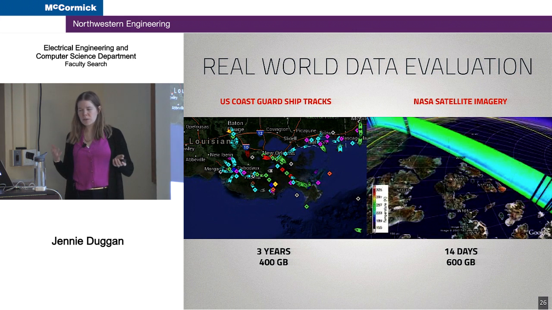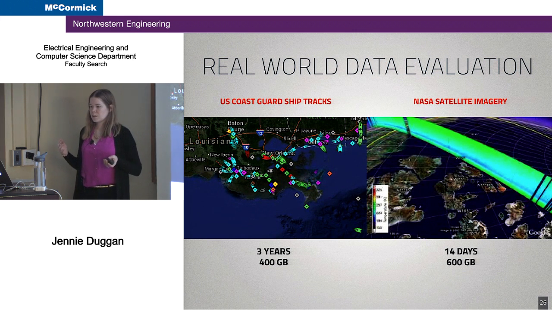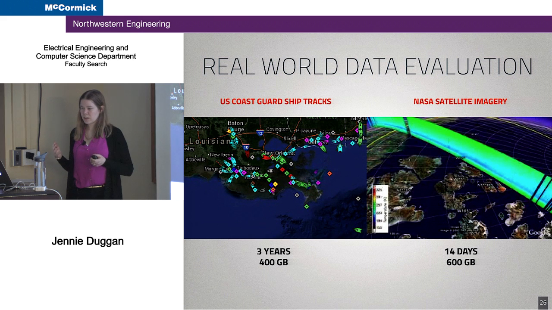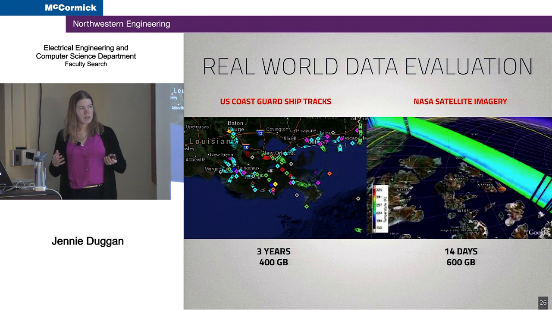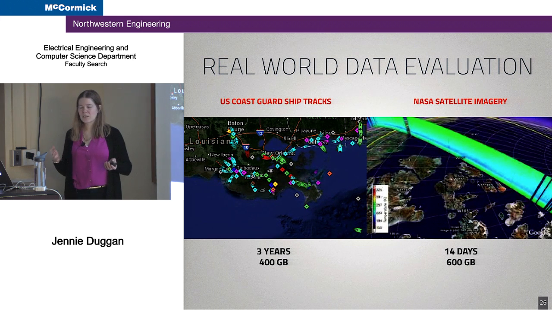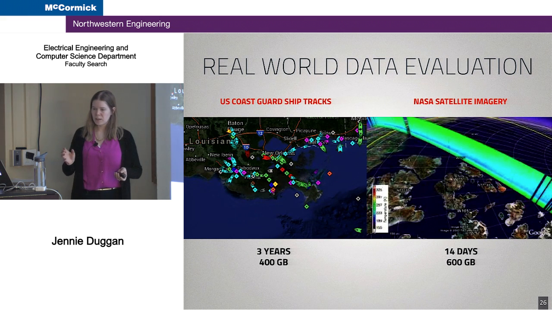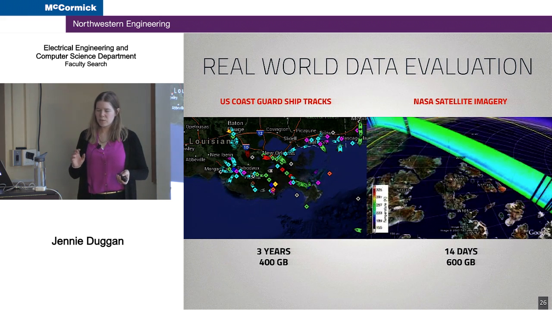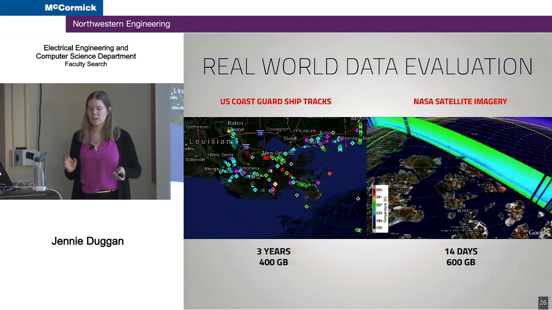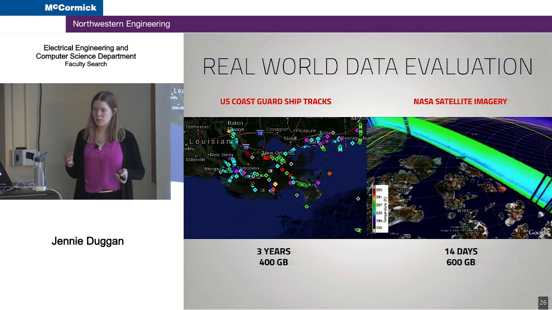So this is very skewed data. As you can imagine, the ships congregate in ports. So 85% of the data resides in just 5% of the chunks. It's extremely skewed, very concentrated, and hence harder to manage. So at the other end, we have the NASA satellite imagery. Here, the satellites are circling the Earth. They get a complete picture of the globe's surface every 2 days. So we have 14 days worth of data at 600 gigabytes. And this is much more uniformly distributed because we are covering the Earth's surface.